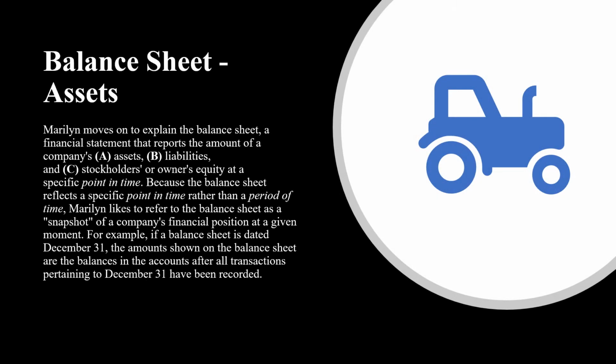Balance sheet. Assets. Marilyn moves on to explain the balance sheet, a financial statement that reports the amount of a company's A. Assets, B. Liabilities, and C. Stockholders' or owners' equity at a specific point in time. Because the balance sheet reflects a specific point in time rather than a period of time, Marilyn likes to refer to the balance sheet as a snapshot of a company's financial position at a given moment. For example, if a balance sheet is dated December 31st, the amounts shown on the balance sheet are the balances in the accounts after all transactions pertaining to December 31st have been recorded.